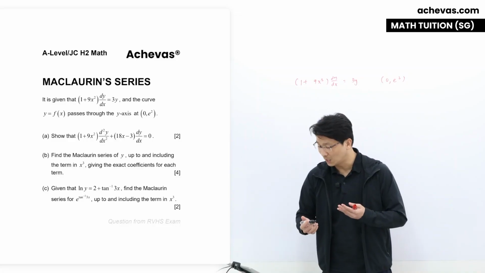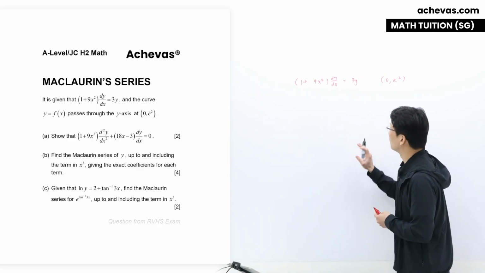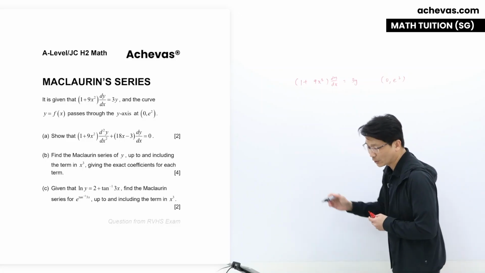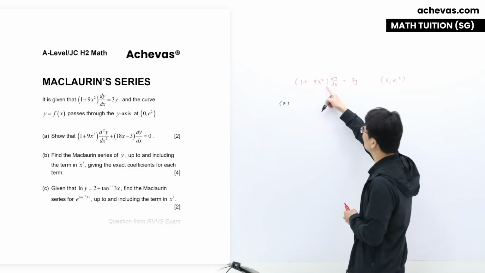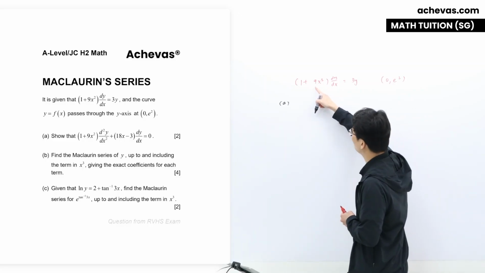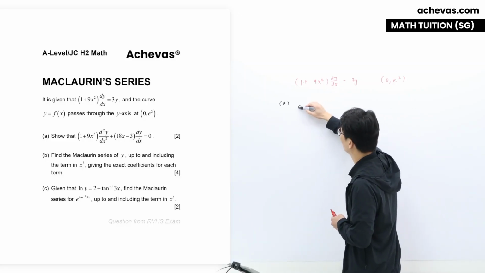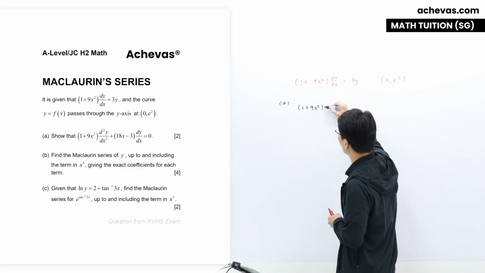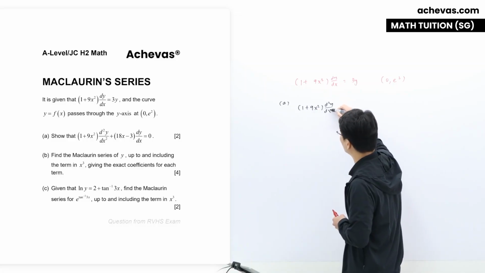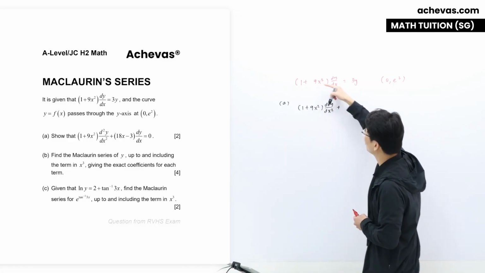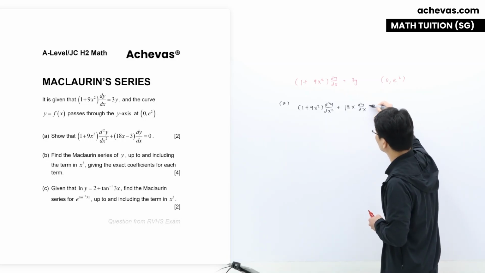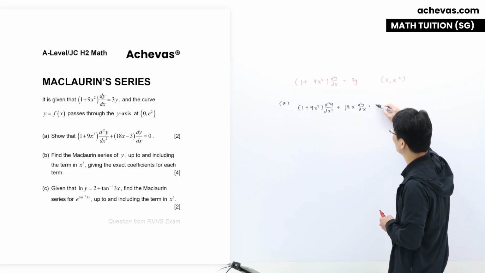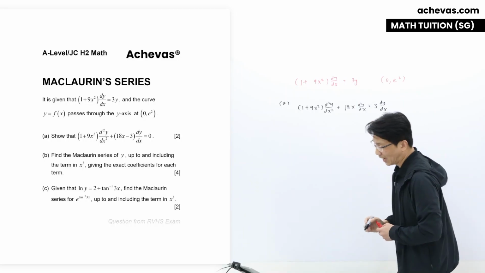So we are going to do a differentiation for this original expression given to us by the question. Using implicit differentiation, I'll be considering this as two separate terms. I'm going to keep this first and differentiate this. I will have (1 + 9x²) d²y/dx². Now, keeping this, differentiating this, we have 18x and dy/dx. And for the right-hand side, differentiating 3y will give you 3 dy/dx.